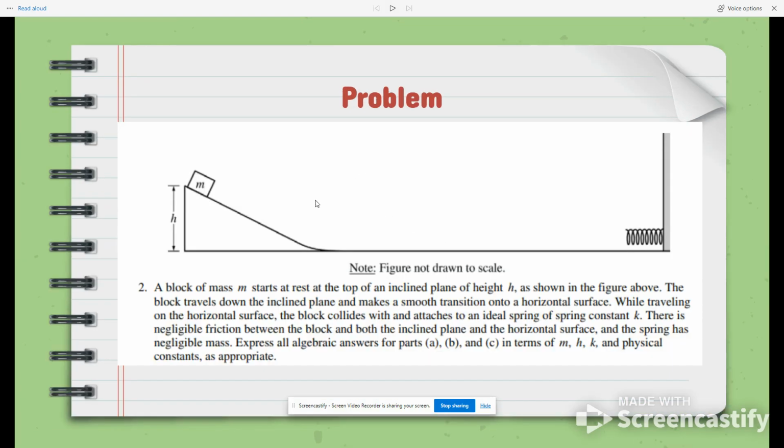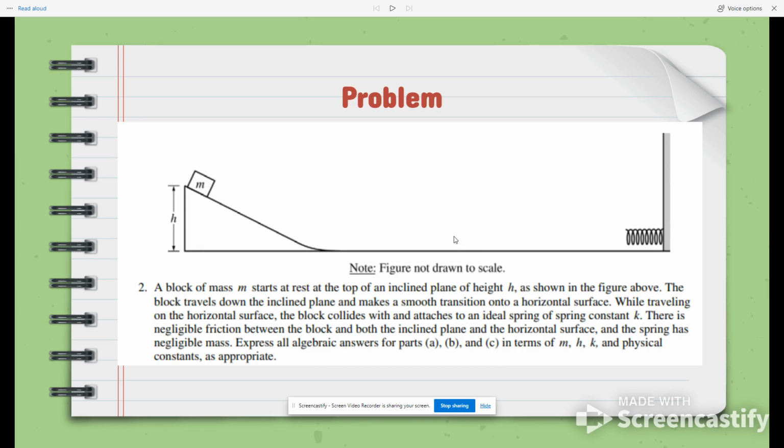The problem is described as a block of mass m starts at rest at the top of an inclined plane of height h, as shown in the figure above. The block travels down the inclined plane and makes a smooth transition onto a horizontal surface. While traveling on the horizontal surface, the block collides with and attaches to an ideal spring of spring constant k. There is negligible friction between the block and both the inclined plane and the horizontal surface, and the spring has negligible mass.